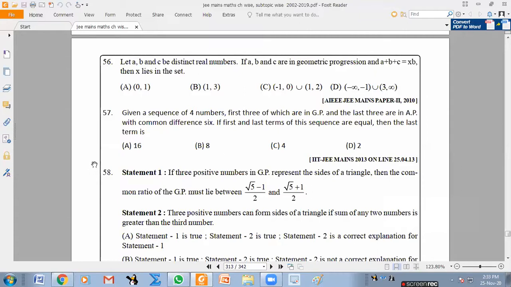Up to 58, anybody any doubt? Sir, 56, one doubt. 56. Let A, B, C be distinct real numbers, and if A, B, C are in geometric progression and this, then we want to know the range of x.